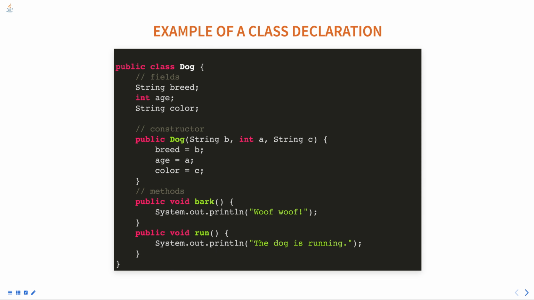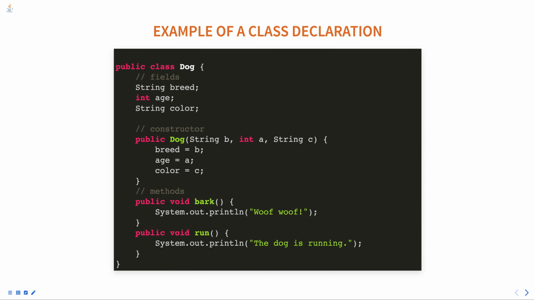It is worth mentioning that a class can also have static fields and methods. These fields and methods are shared by all instances of a class. And also, you can use the abstract and final keywords to create an abstract class or a final class.